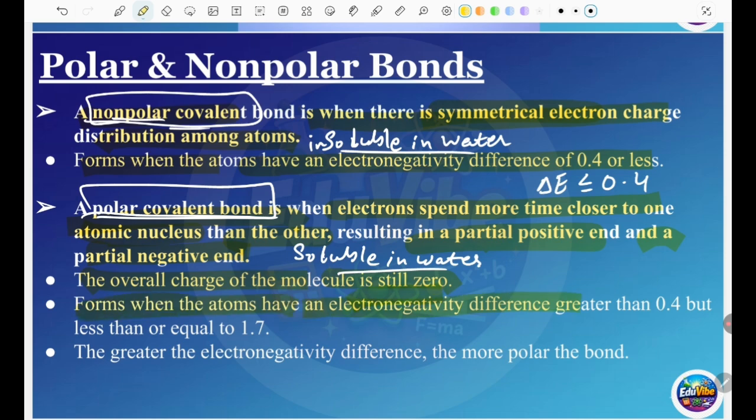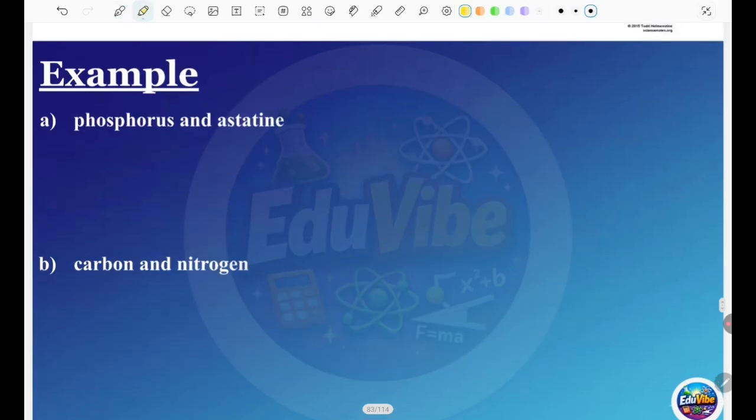Polar bonds form where the atoms' electronegativity difference is greater than 0.4 but less than or equal to 1.7. So at that range, we have polar covalent bonds. And the greater the electronegativity difference, the more polar the bond is. If we have something like 1.6 or 1.7, it means we have a more polar bond. We have an example for this.